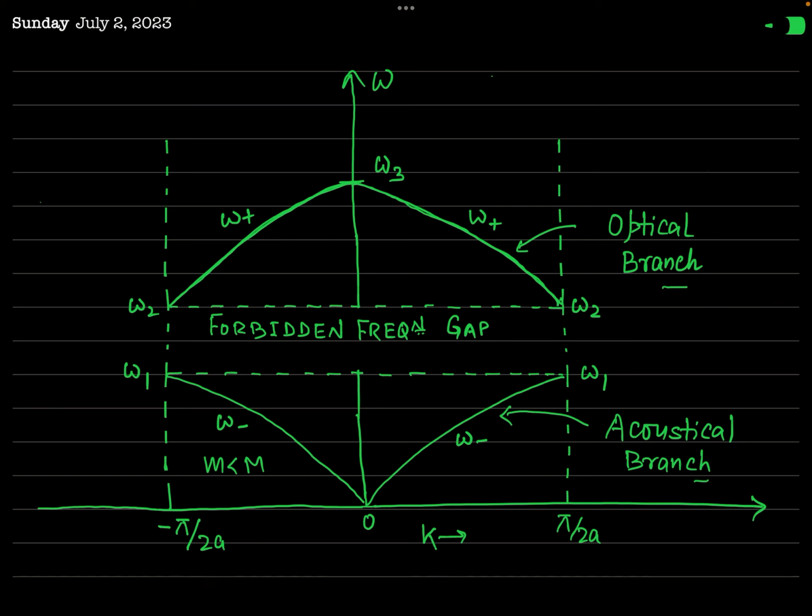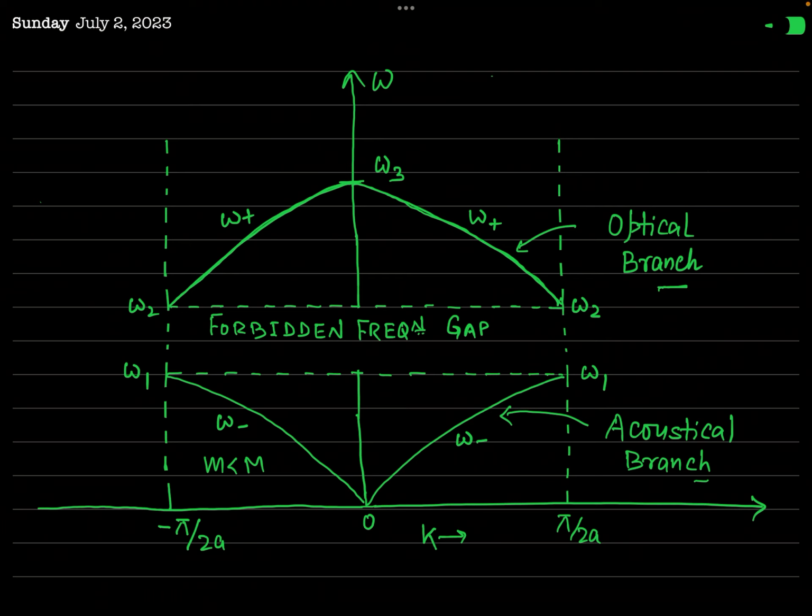Why is it called optical and acoustical branch? Because the frequency of this optical branch is just in the range of the optical frequency, and this omega minus is in the range of acoustical frequency, that is, almost of the order of frequency of the sound wave, and so this is called the acoustical branch. Okay, and now we will discuss this dispersion relation and this diagram in very much detail.